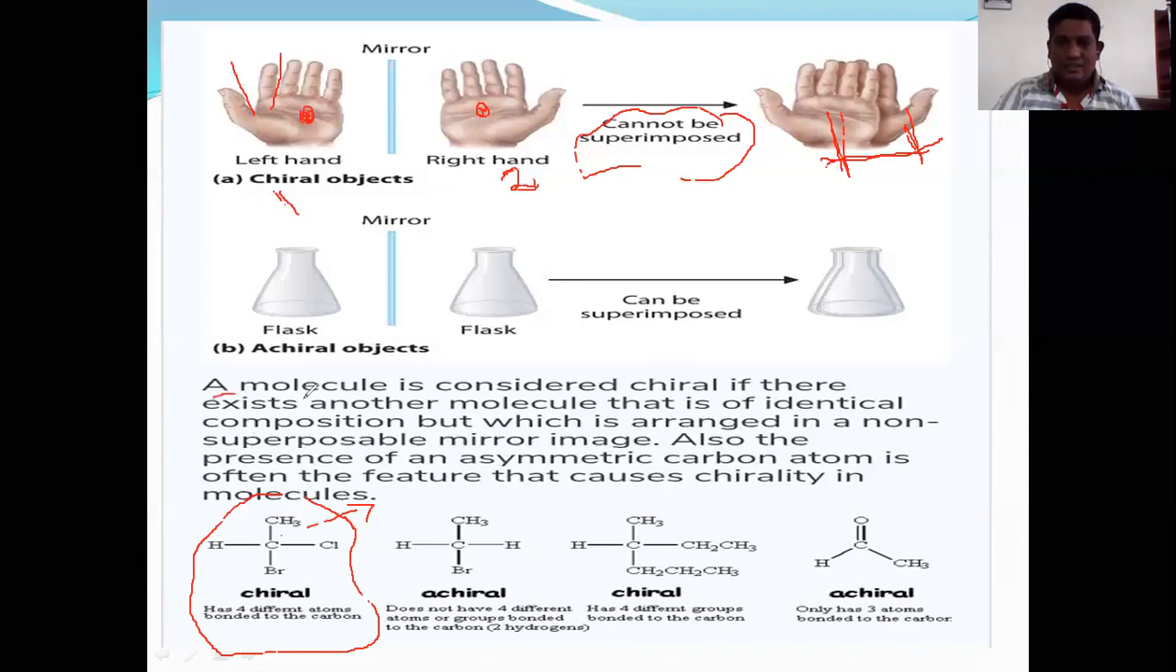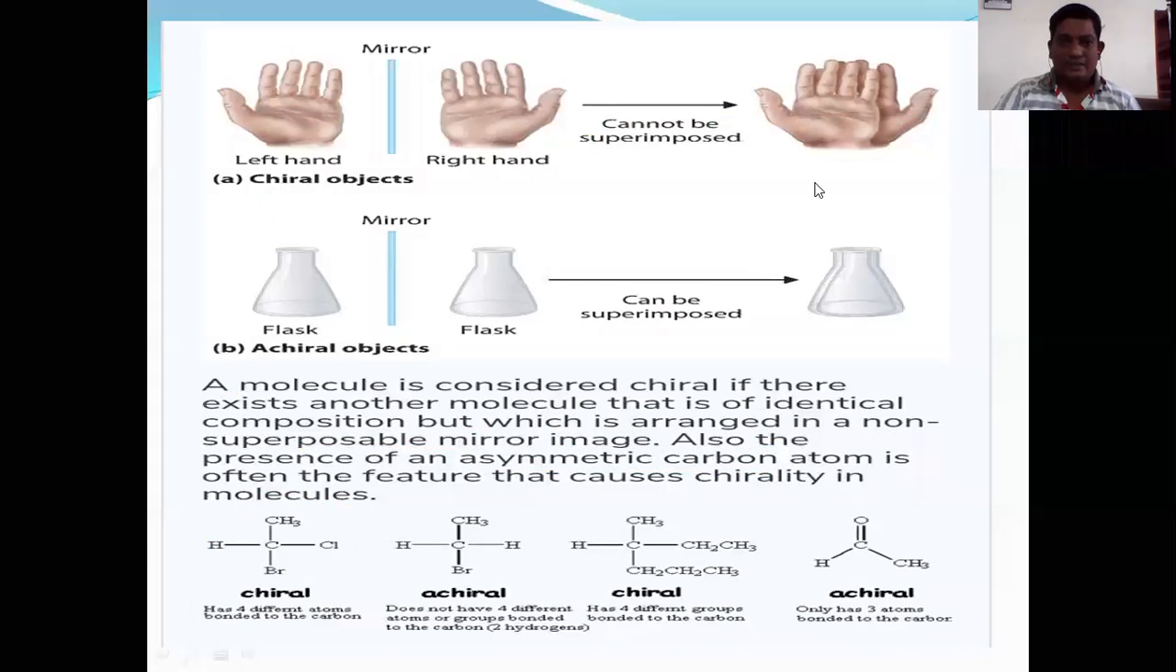A molecule is considered chiral if there exists another molecule of identical composition that is arranged as a non-superimposable mirror image, and also if there is an asymmetric carbon. This point is very, very important. It should contain a non-superimposable mirror image, and the carbon should be asymmetric. The carbon should be chiral. This property is known as chirality. Now we will see the next slide.